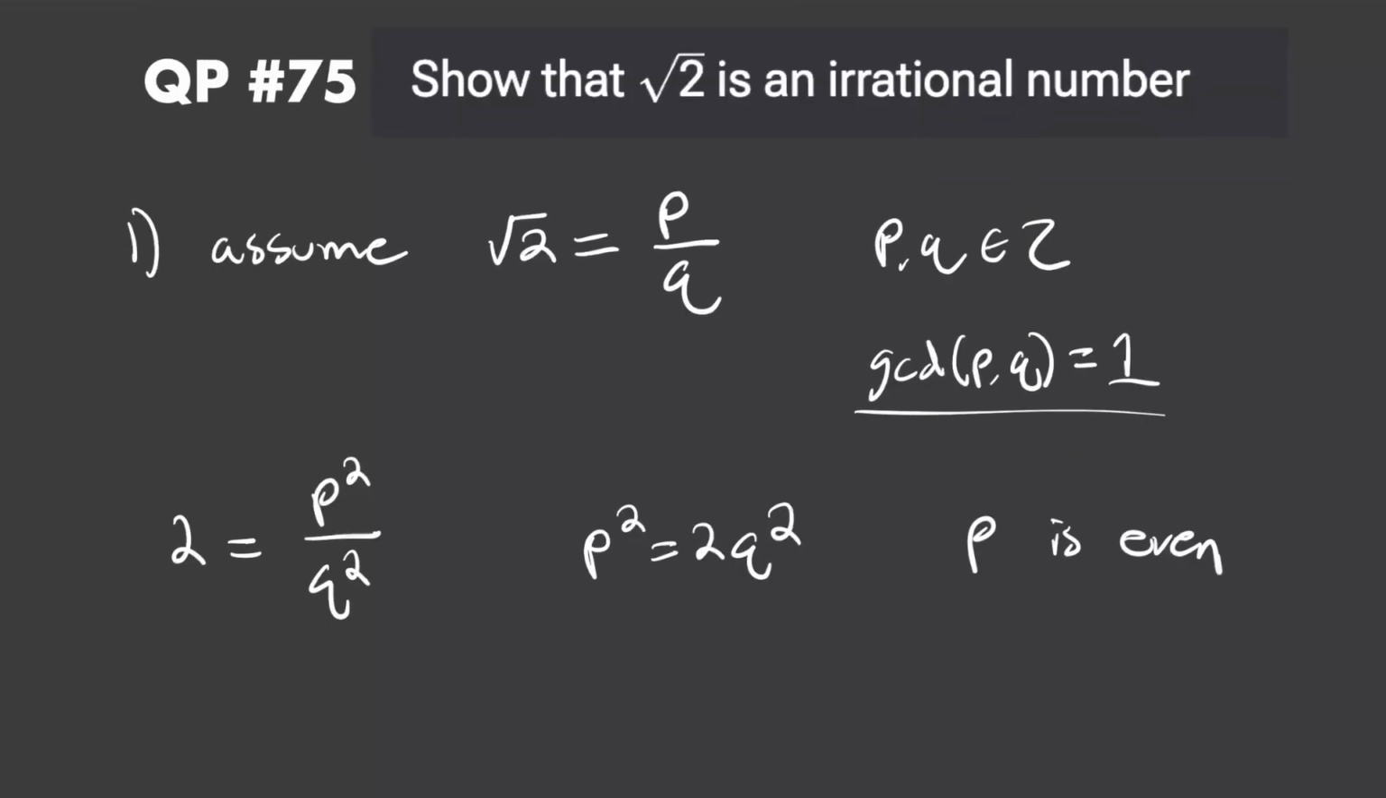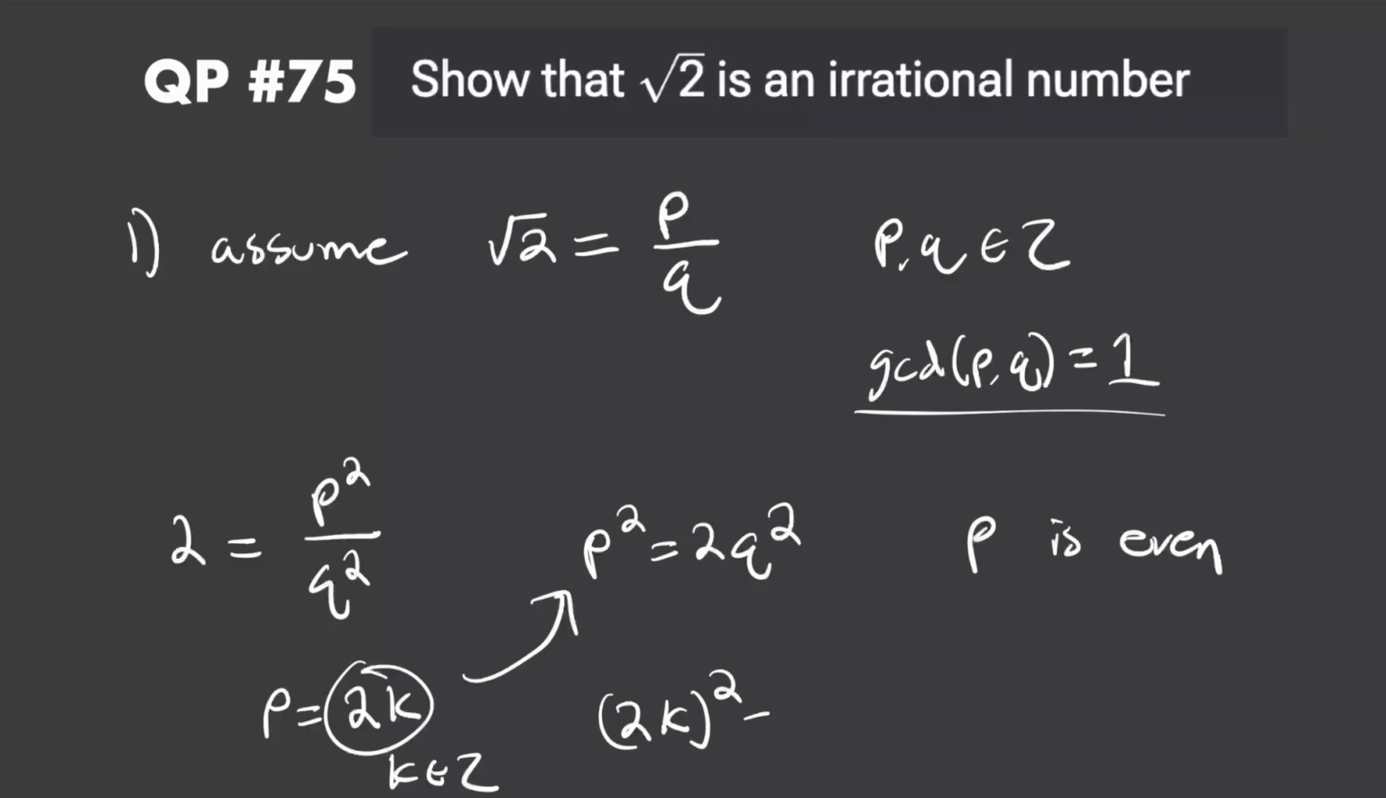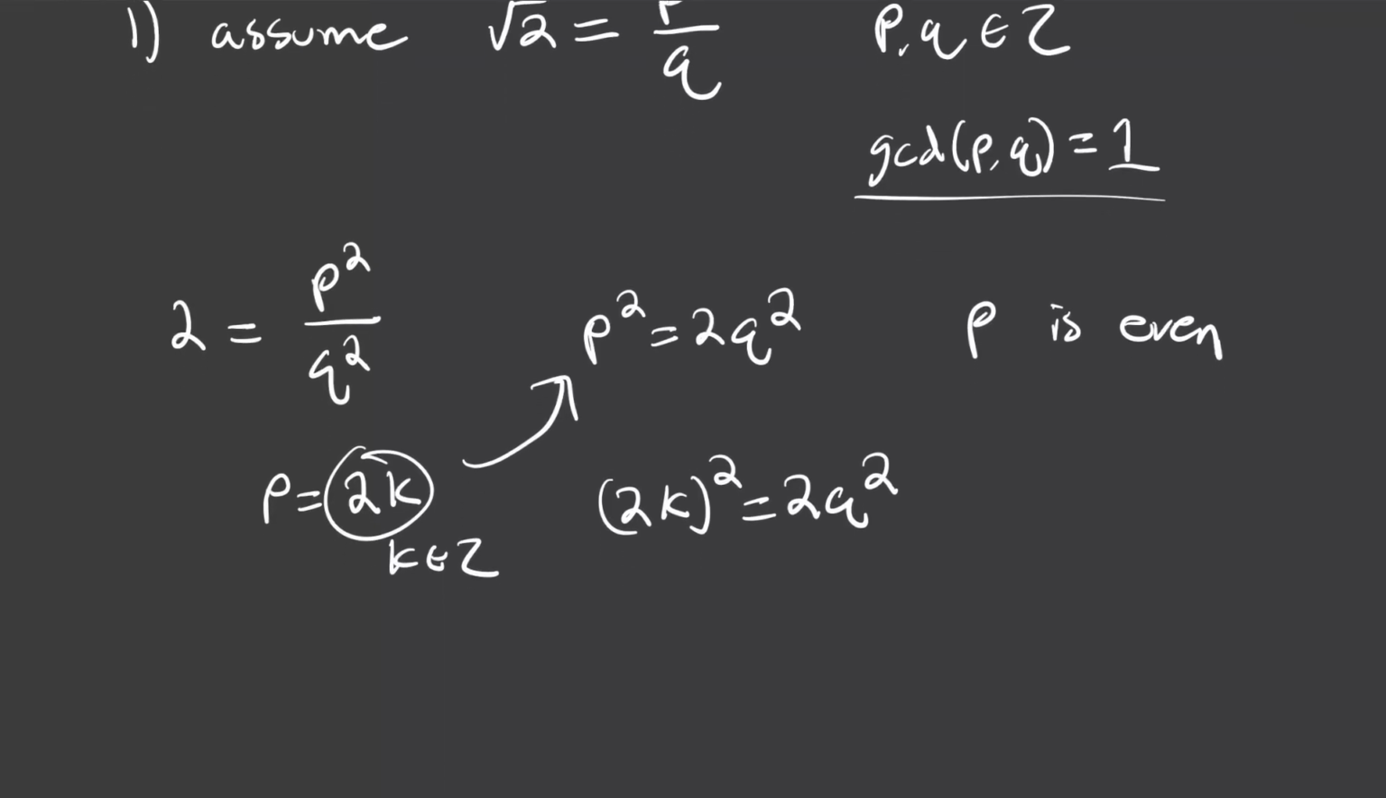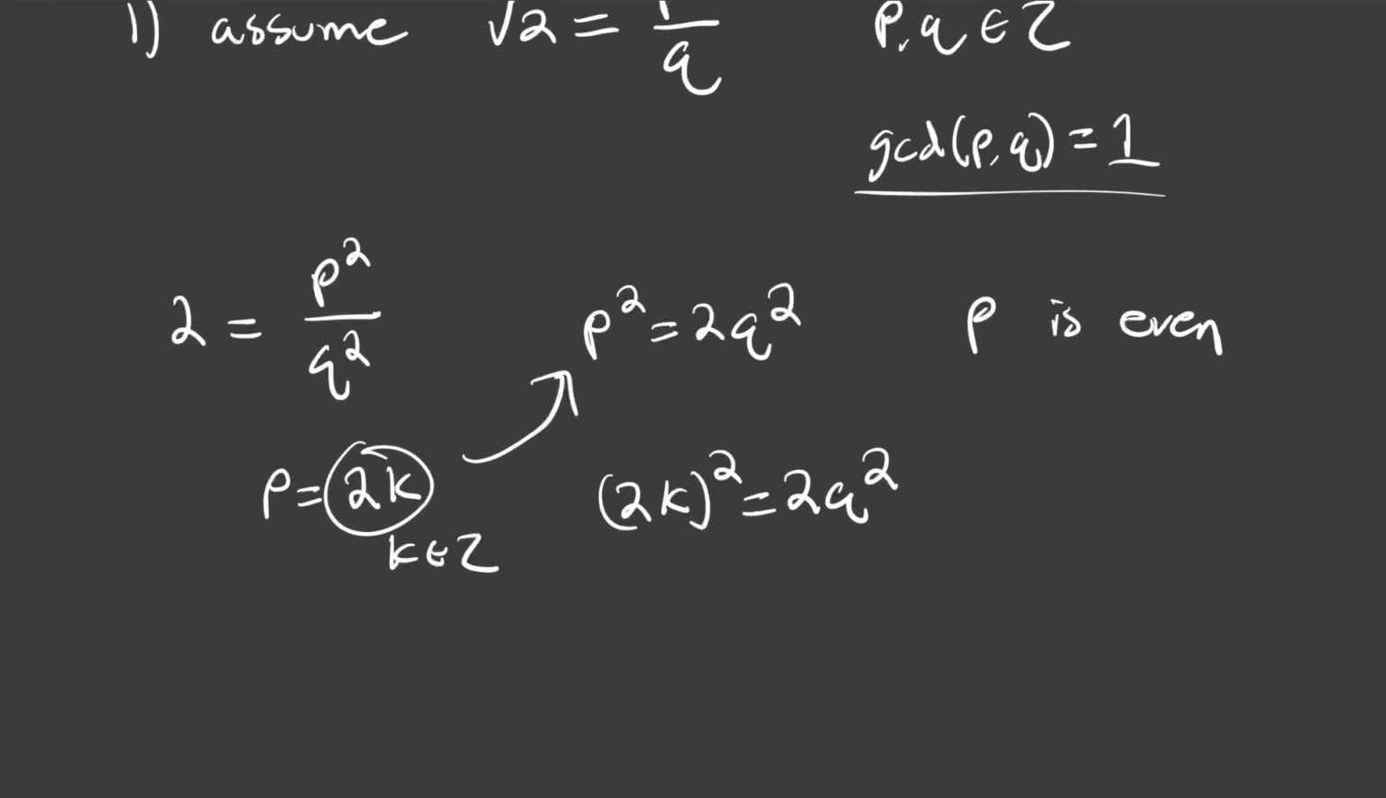And since p is even, we know that we can express p as some integer multiple of 2, so 2 times k, where k is an integer. If we plug this value in for p, we get that 2k all squared is equal to 2 times q squared. Now we can expand the squared term, and we get 4k squared is equal to 2q squared. Then I can cancel a factor of 2 from each side, and I'll get 2k squared is equal to q squared.